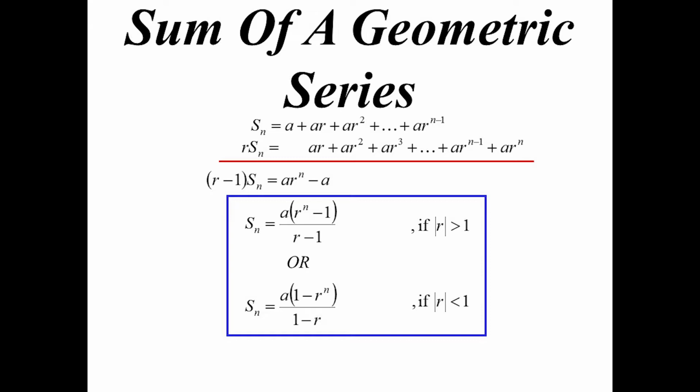Now why do we do it? I guess it's just so that we get a positive number on the bottom of a fraction. If you've got a number bigger than 1, then r minus 1 is going to be positive. If you've got a number smaller than 1, then 1 minus r is going to be positive. It doesn't really matter which one you use. If you're okay with a negative number on the bottom, you can use the same formula for everything. It's totally up to you.